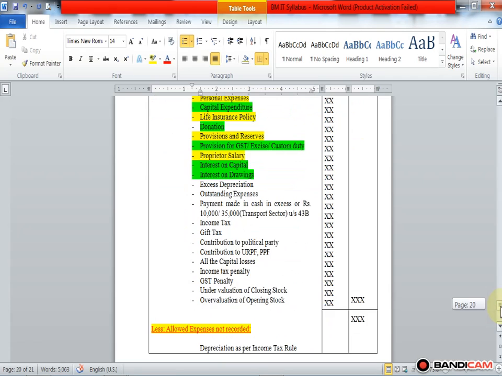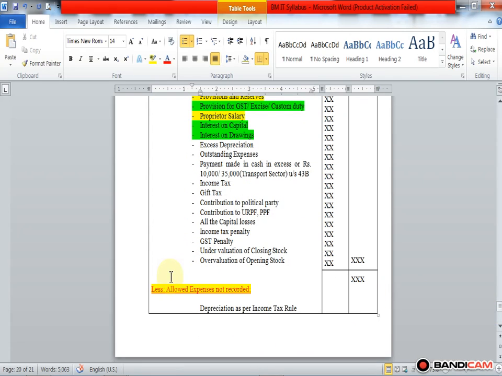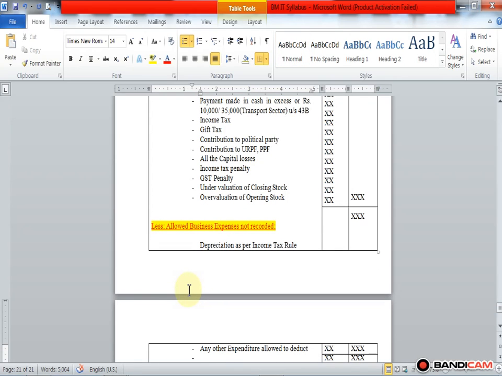Okay, then third point, that is less allowable business expenses not recorded in the books of accounts. It means allowable expenses related to business are not recorded in profit and loss account, but are given to you in additional information. Then these expenses are deducted from net profit. Some of the list is given here: depreciation as per income tax rule and any other expenditure allowed to deduct related to business.